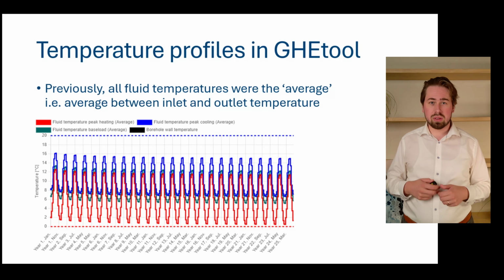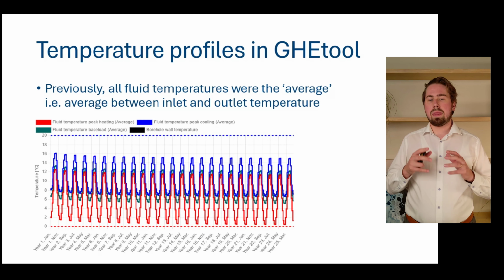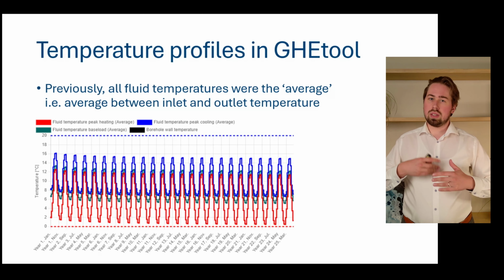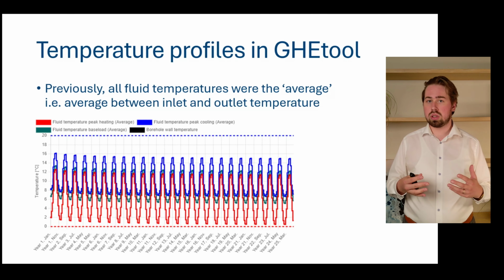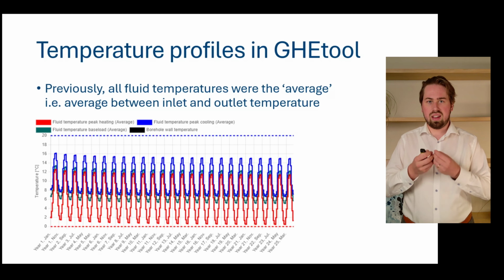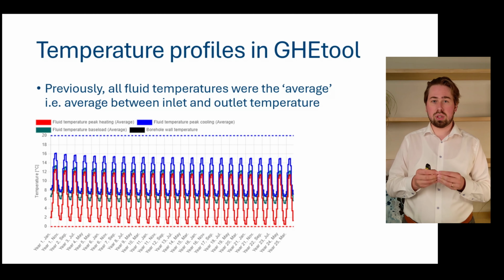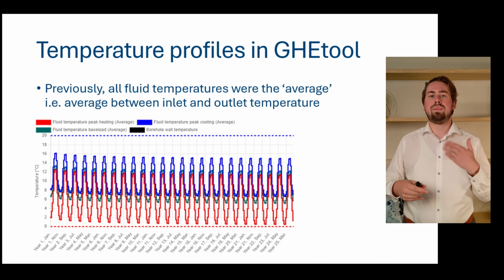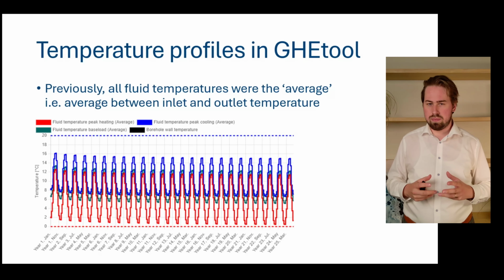This is the first chapter of the 7th part of this course, and we'll be talking about fluid temperatures inside of GHEtool. Now, we already talked quite a lot about temperature profiles. We introduced them already in part 2, and there we were mentioning that it was the average fluid temperature. Now, historically, most temperatures used in borefield design are average fluid temperatures, meaning it's the average between the inlet temperature of your borefield, the fluid going into it, and the temperature of the fluid coming out of it.